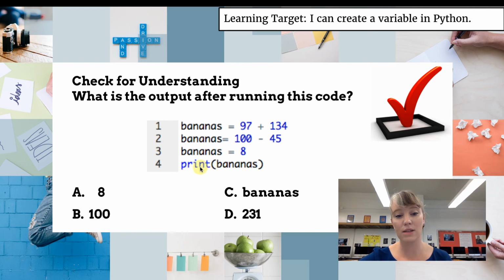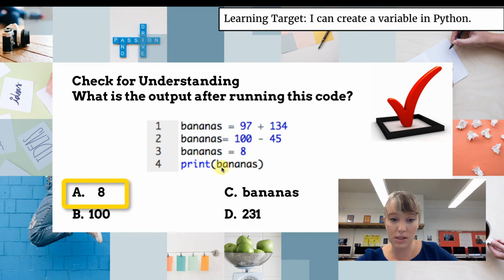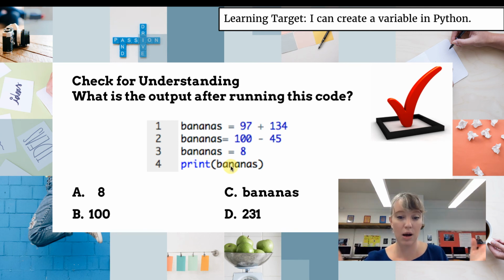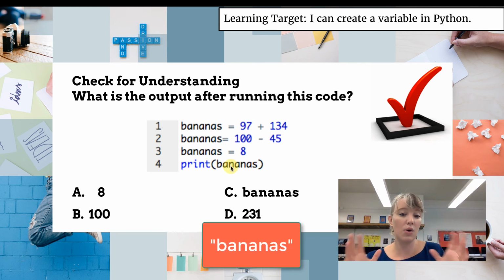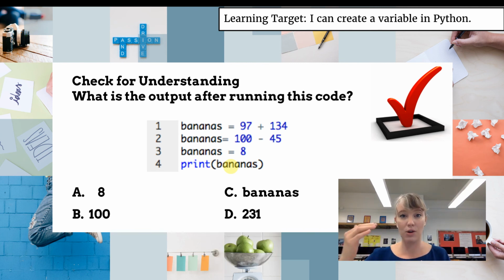So at the end of line 4, I say print bananas. What ends up happening is it ends up printing 8 here. All right. Now, what I want you to note here is that it doesn't print the word bananas because bananas is a variable. All right. So if I wanted to print out the word bananas and not the value of the variable bananas, what I would do is I'd put quotations around bananas to make it a string. And then it would be like, okay, you just want to print the string bananas, all right? You don't want to print the value that's stored in the variable named bananas, all right?